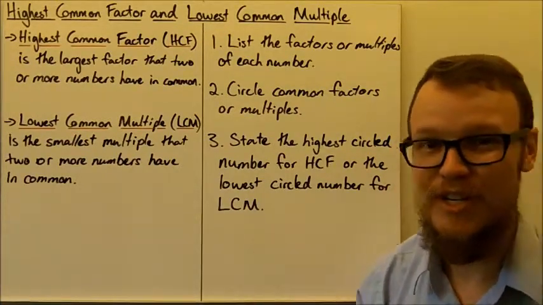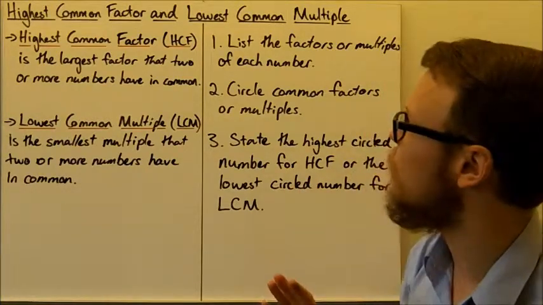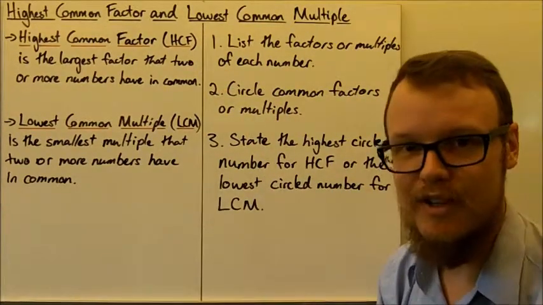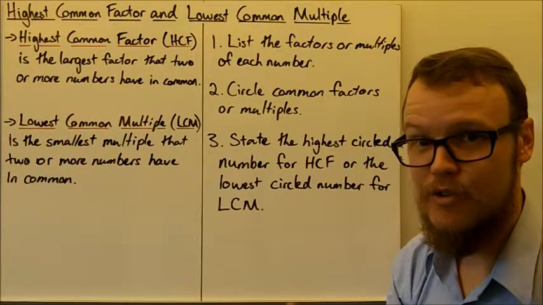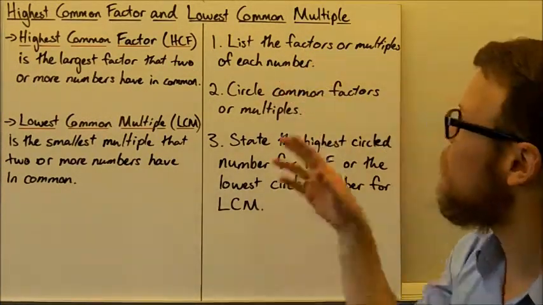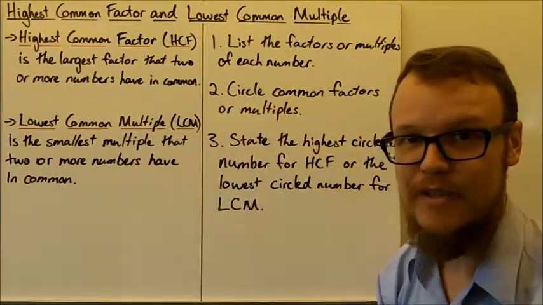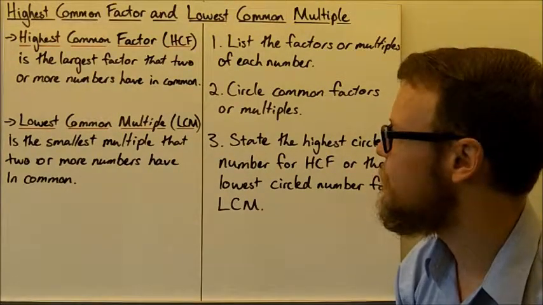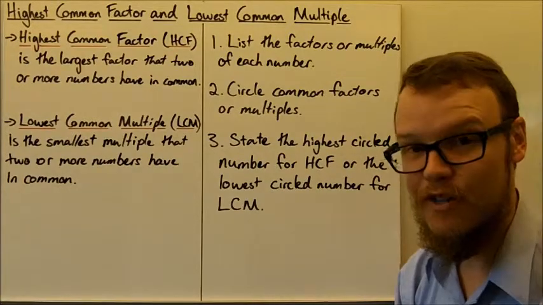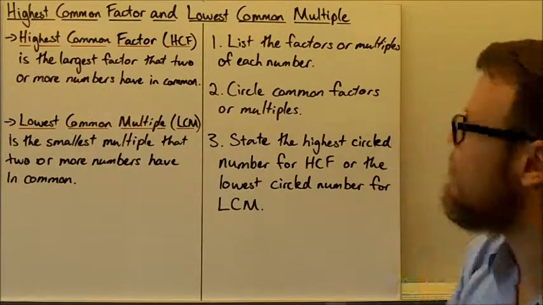So here we've got a bit of a procedure, a bit of an algorithm that we can use to find either the highest common factor or lowest common multiple. The first thing you need to do is to list all the factors or multiples of each number, depending on what you're trying to find. If you're trying to find the highest common factor, obviously list the factors. If you're trying to find the lowest common multiple, list the multiples. Then circle the common factors or multiples. Then just state the highest circled number for the highest common factor, or the lowest circled number for the lowest common multiple.